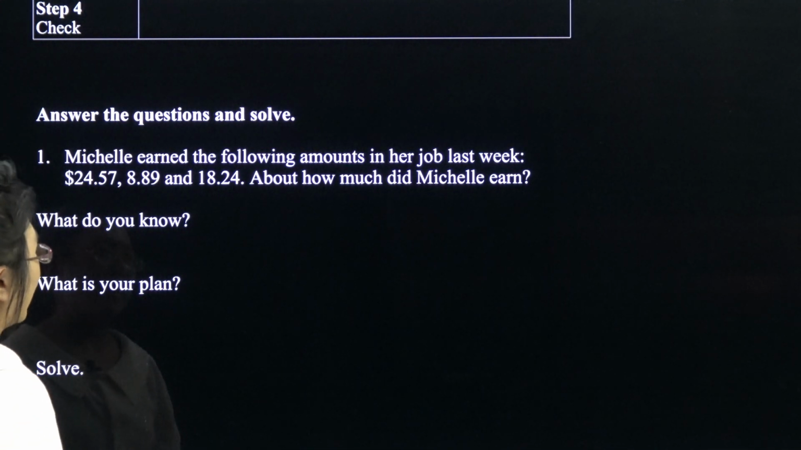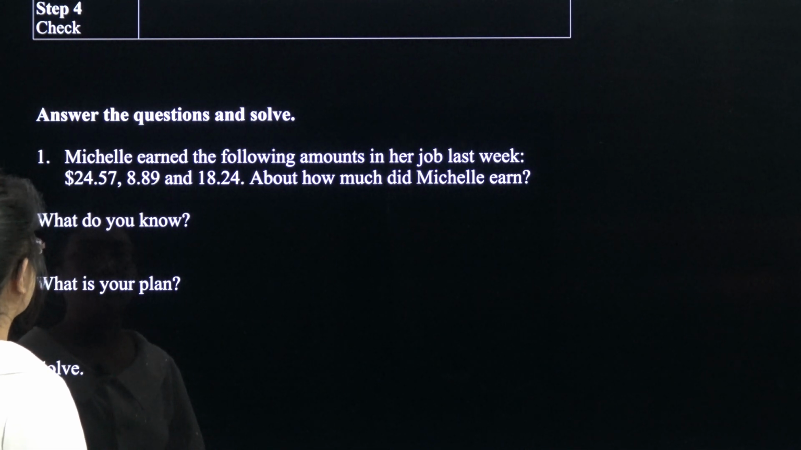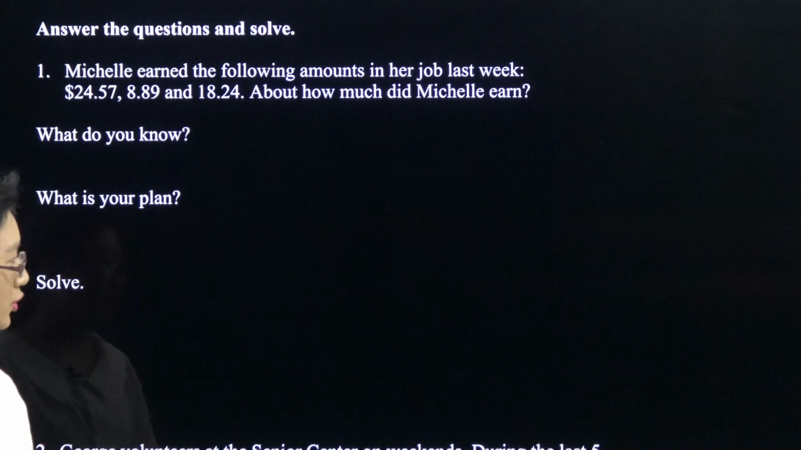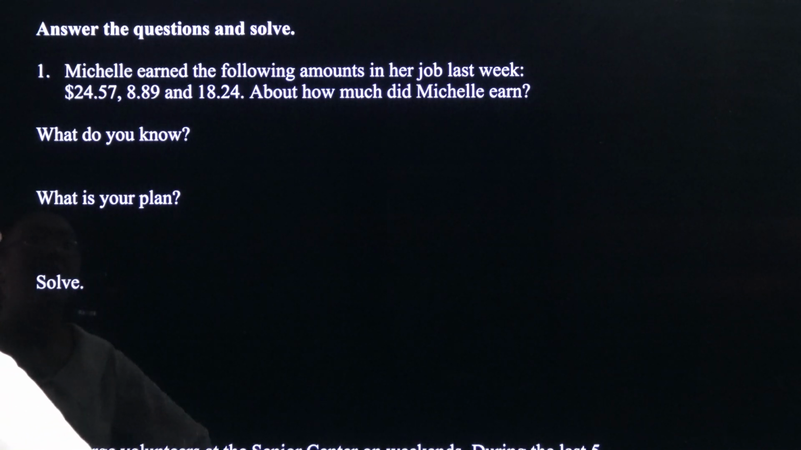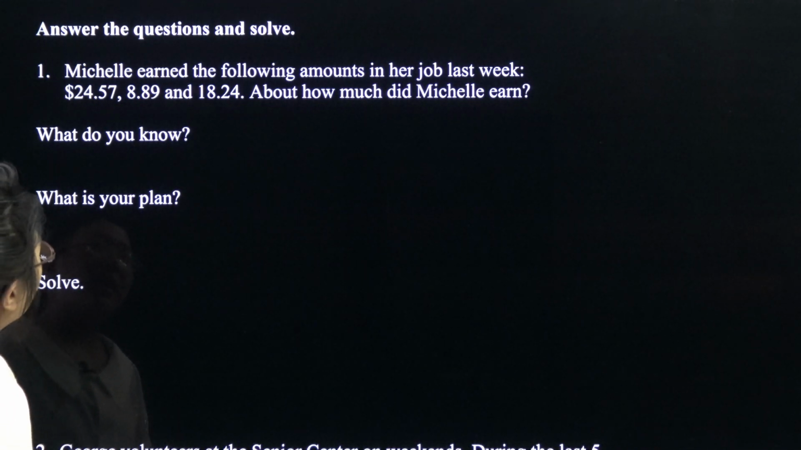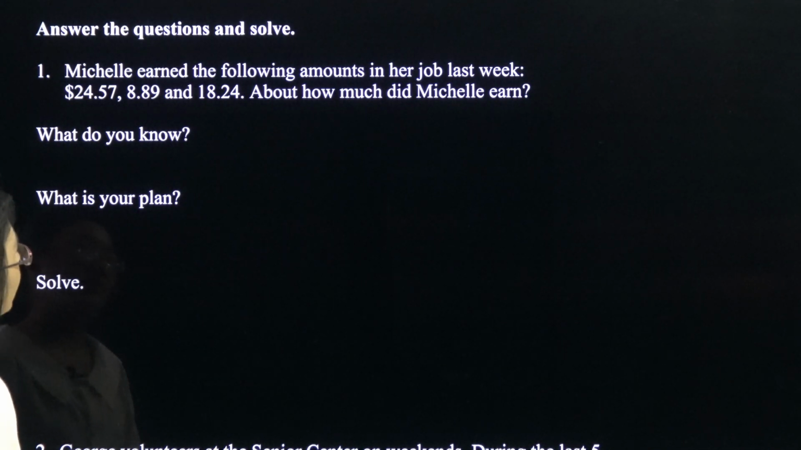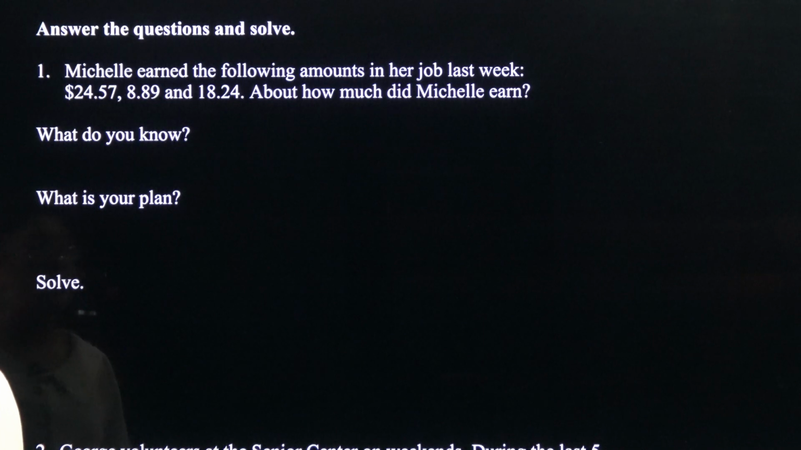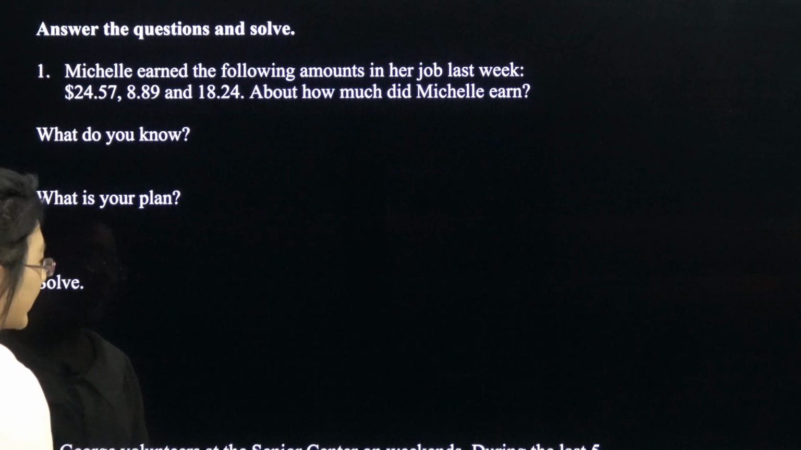Michelle earned the following amounts in her job last week. $24.57, $8.89, and $18.24. About how much did Michelle earn? So what do we know? We know the amounts that she earned. What is our plan? We can estimate.